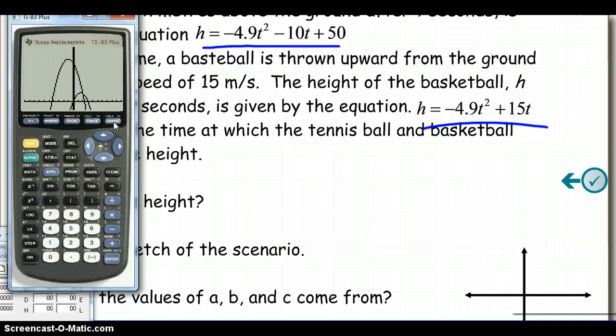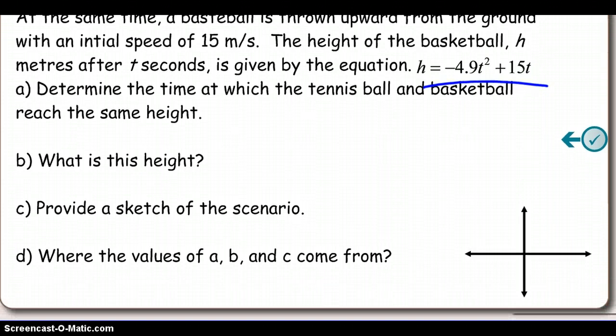I can sketch it if I want, and I also need to find the intersection point. Now that intersection point is this point right here, okay? So that's where those two balls are meeting, so I'm going to use the second trace intersect function to figure out that exact position. So enter, enter, enter, and it's going to be at 2 and 10.4. So now I'm going to sketch it, and I'm going to answer my questions.